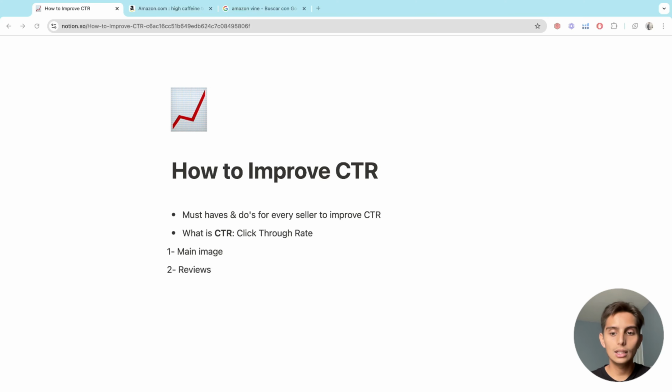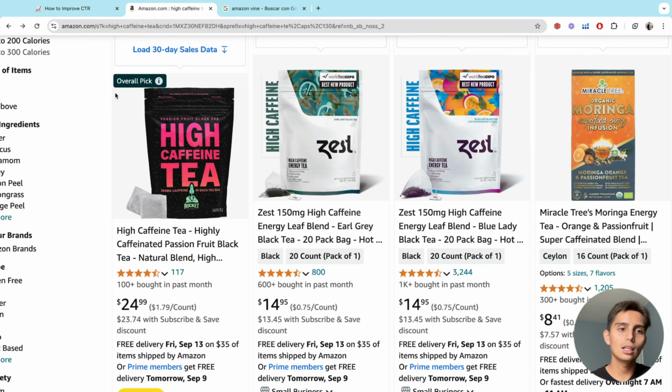Just so you know, that's always a huge change when it comes to CTR, because people are like, okay, the more reviews I see, the better. The more confident I feel on making that purchase, okay? So that's the second thing. Get as many reviews as you can.